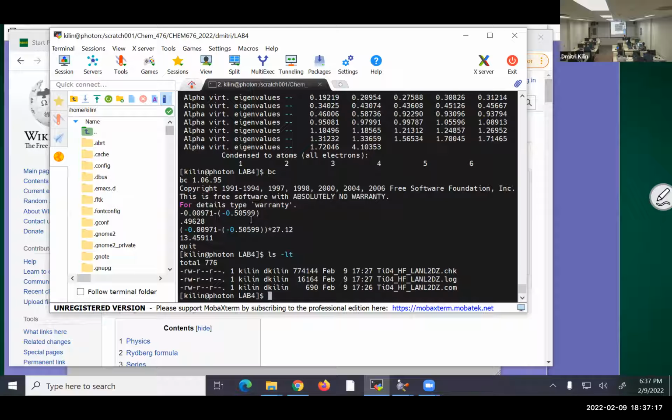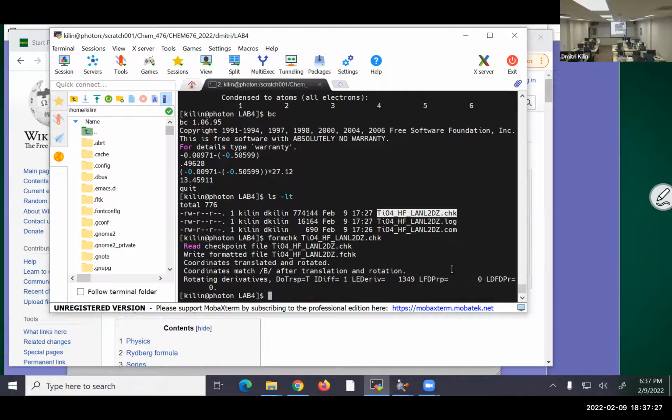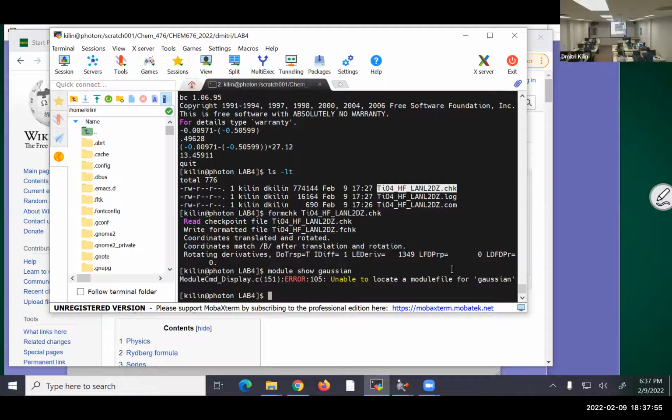So formchk, and then the name of the check file. And then it goes through. If you are on a different platform, like CCAST, I'm going to type something that is not needed for Photon, but could be needed on other software. You can do module load Gaussian. So on other platforms to do this command, you need to do it first. It is not needed here, things will work anyway. So this is just reformatting of this check file.